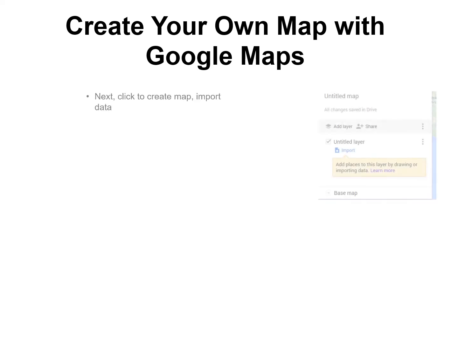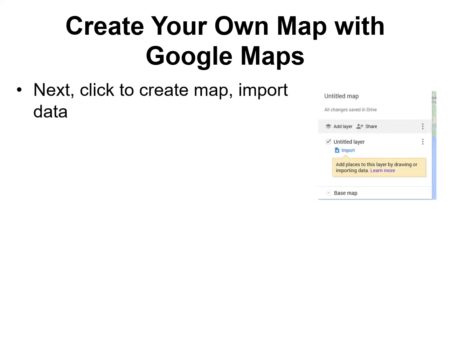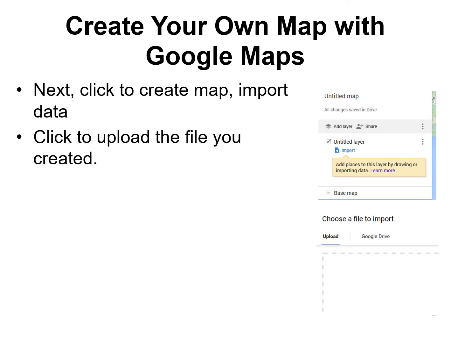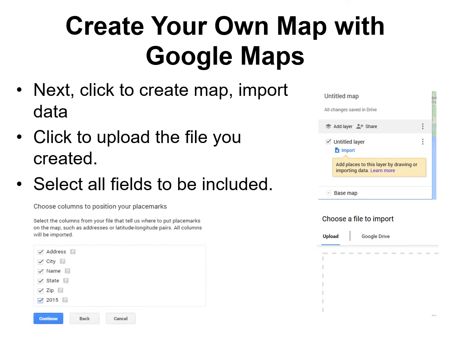Next, you'll want to be sure to click to create a map and then import the data. You'll want to click to upload the file that you created on the Upload button. And when you click Upload, simply search for the address file that you created on your computer and click to upload it. You'll want to select all fields to be included.